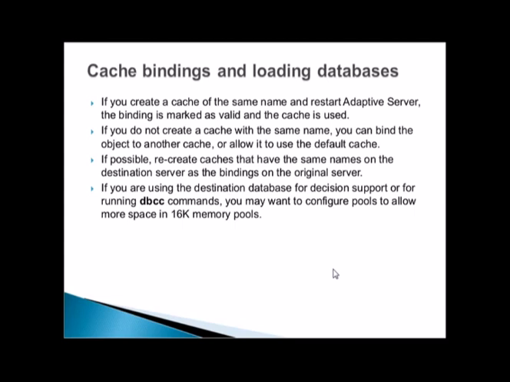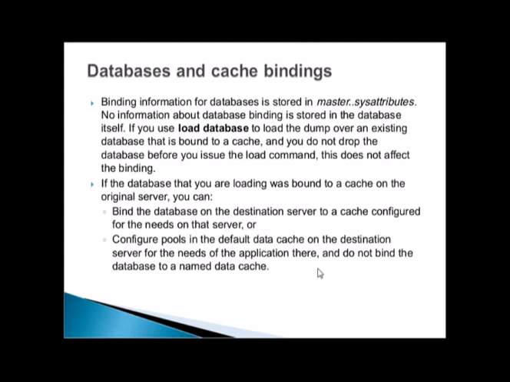If you do not create a cache with the same name, you can bind the object to another cache or allow it to use the default cache. If possible, recreate caches that have the same name on the destination server as the bindings on the original server. If you are using the destination database for decision support or for running dbcc commands, you may want to configure pools to allow more space in 16K memory pools. So this is how you can bind the cache, check the cache, and overcome the problems in the cache which is bound with the database.